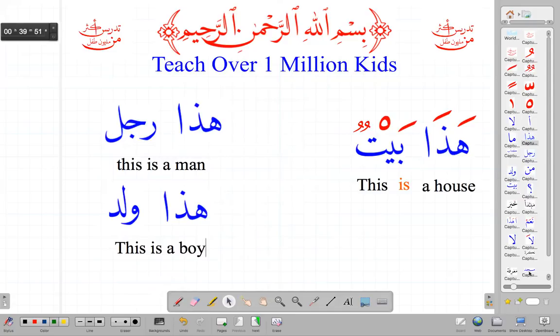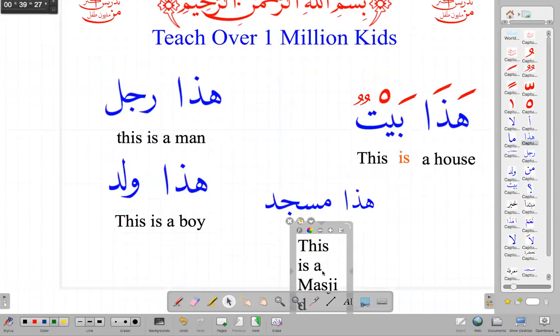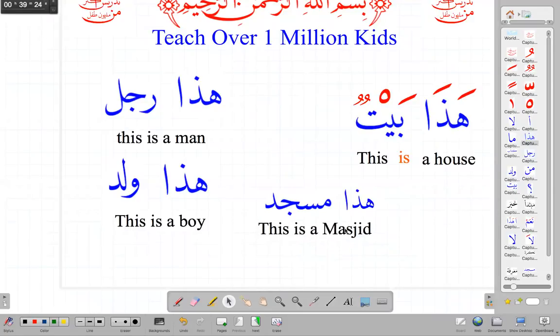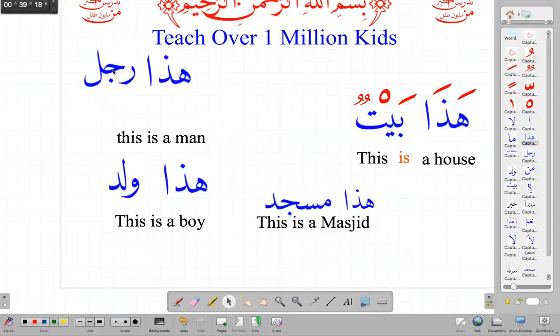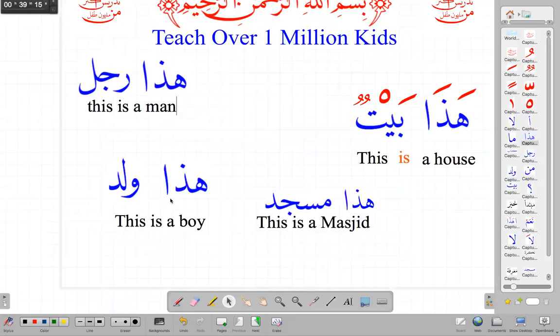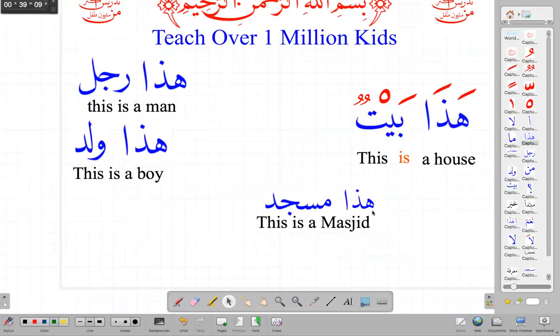هذا as well مسجد. Okay, هذا مسجد. This is a masjid. MashaAllah. Okay, so we have this kind of word here now. We're going to study them inshallah one by one. هذا رجل. هذا ولد. And هذا مسجد. Yeah.